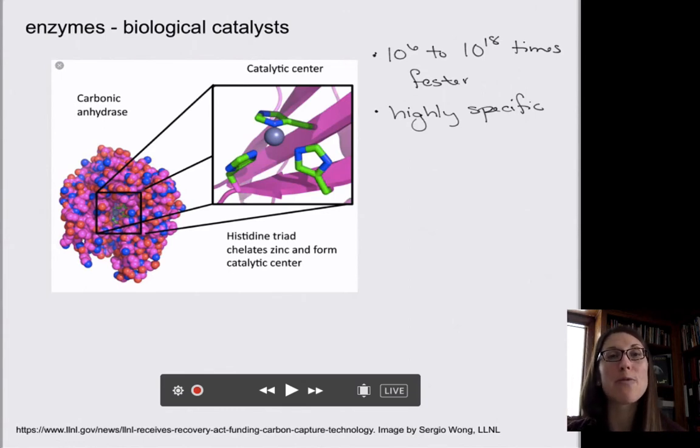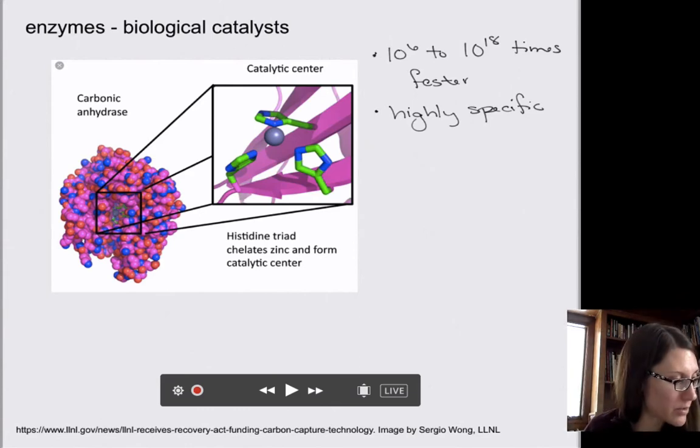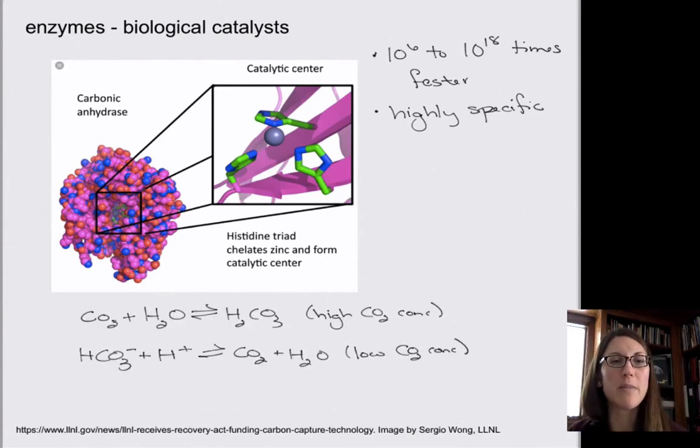It's responsible for maintaining the buffer system and the relative amounts of carbon dioxide, bicarbonate, and carbonic acid that form the buffer system for your blood, that carbonate buffer system. And the reactions that it is catalyzing are as follows. So not only is it maintaining that blood pH, but it's able to, in this process, remove excess CO2 from your tissues.